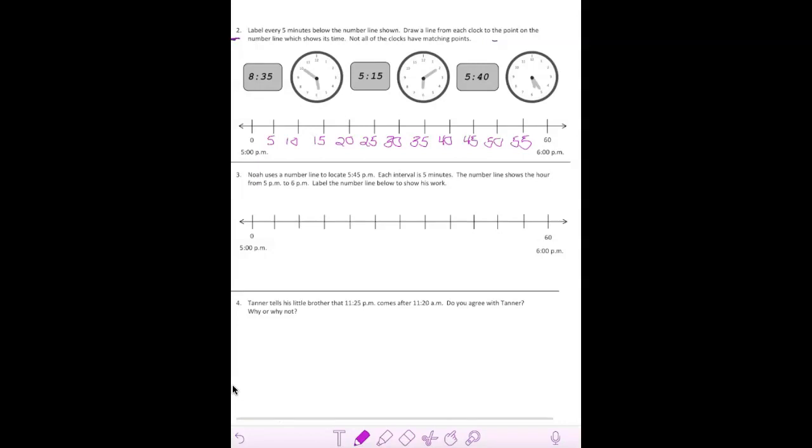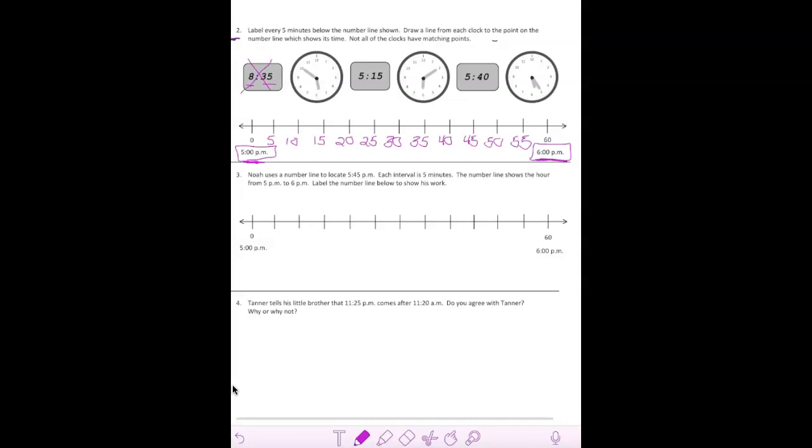And we're looking at times in between 5 o'clock p.m. and 6 o'clock p.m. So that tells me that I'm not going to mark on here any time that isn't between 5 o'clock and 6 o'clock. So let's look at the first time. It says 8:35. Does the hour of 8 come in between 5 and 6? It does not. So we're not going to match that with anything.